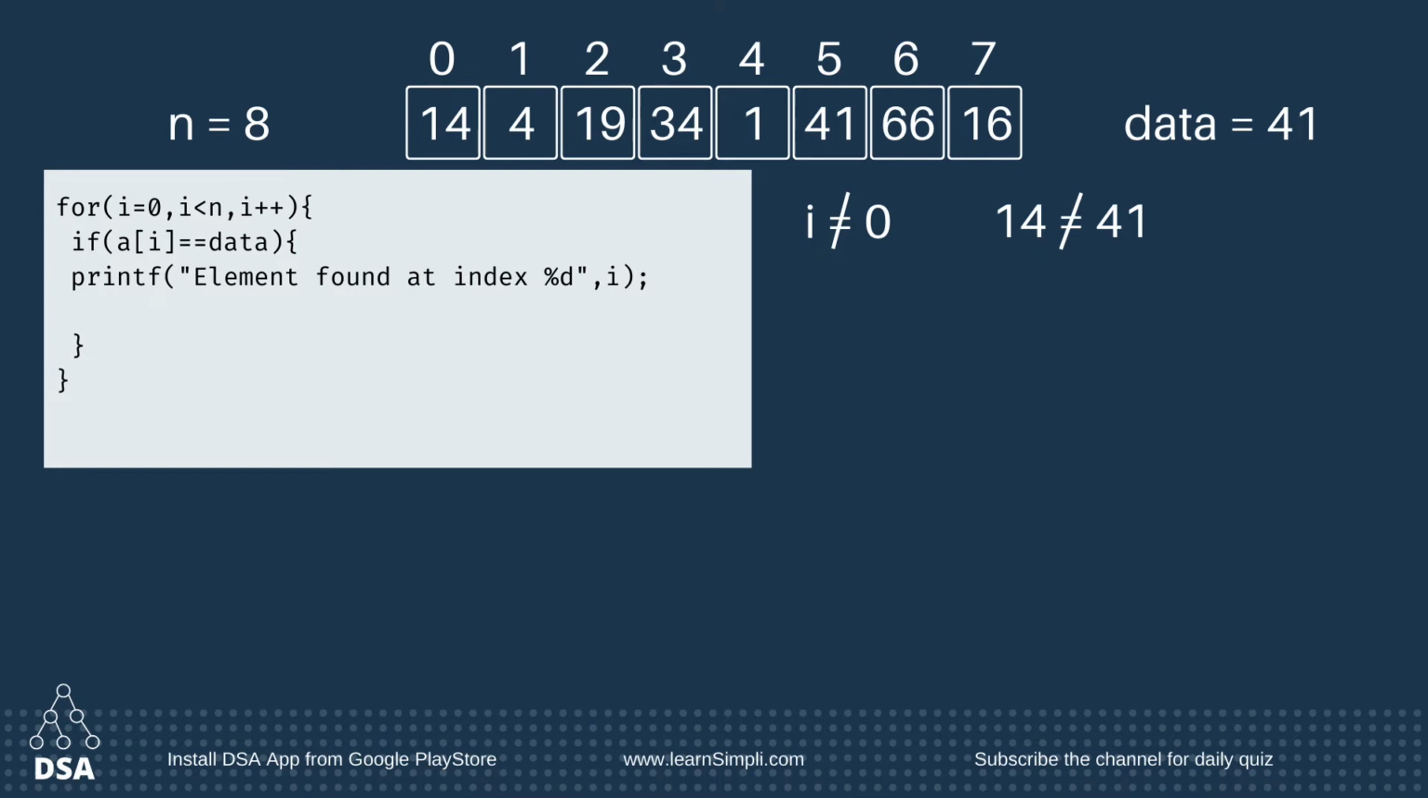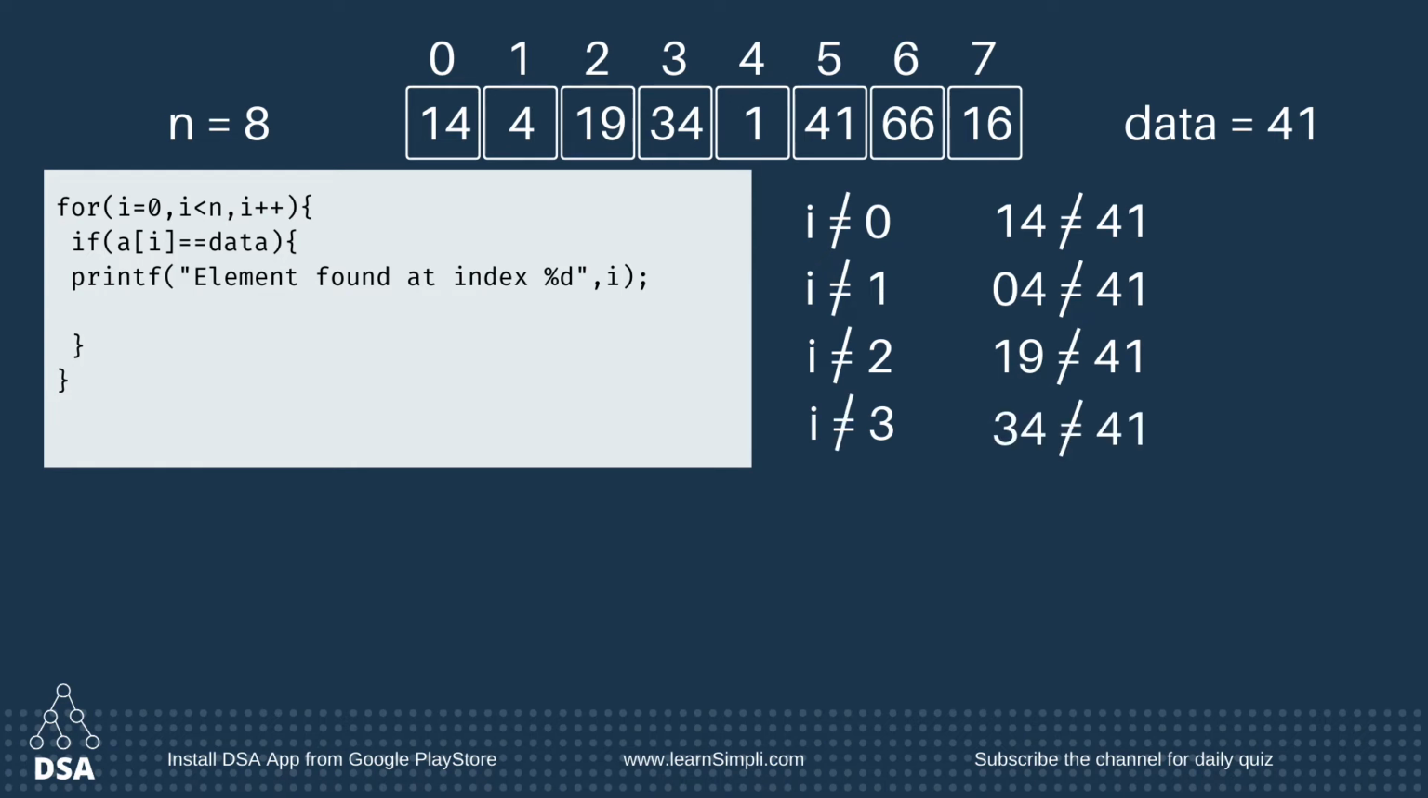So the next is I is equal to 1 and A of I is not equal to data, that is 4 is not equal to 41. Next I is equal to 2. A of I is not equal to data, that is 19 is not equal to 41. Next I is equal to 3. A of I is not equal to data, that is 34 is not equal to 41. Next I is equal to 4. A of I is not equal to data, that is 1 is not equal to 41. Next I is equal to 5.